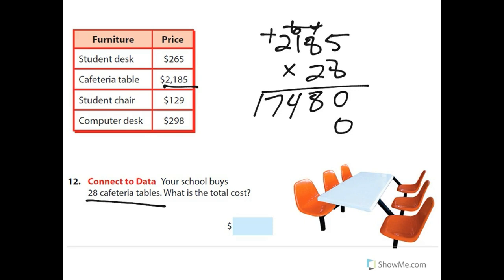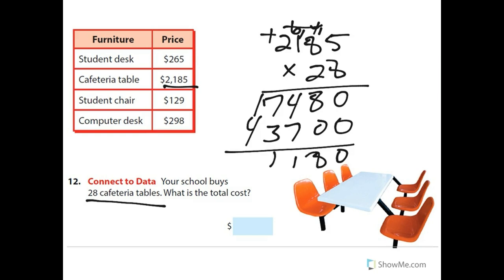Drop that 0. 2 times 5 is 10. Carry that 1. 2 times 8 is 16. 16 plus 1 is 17. Carry that 1. 2 times 1 is 2. 1 plus 2 is 3. And then 2 times 2 is 4. So we get 0, 8, 11, 11, and 6. $61,180.